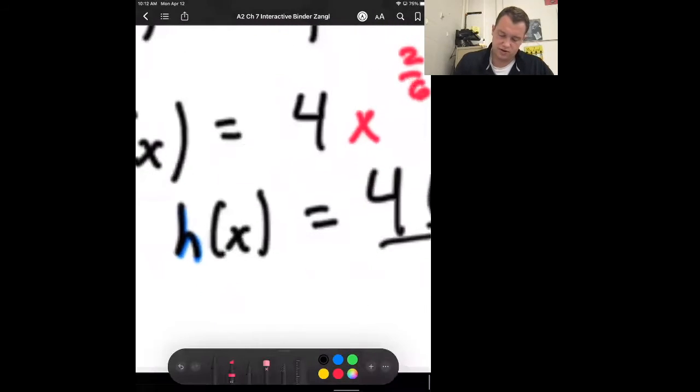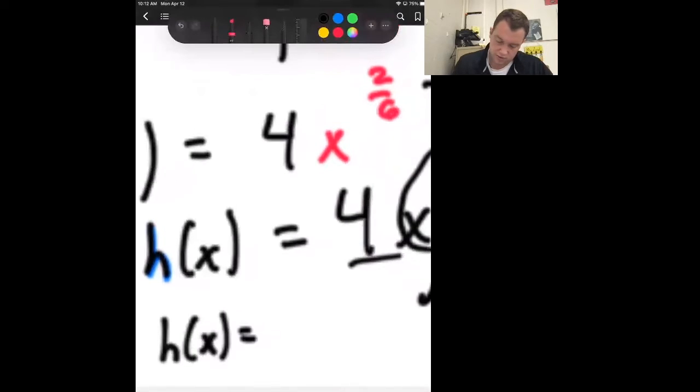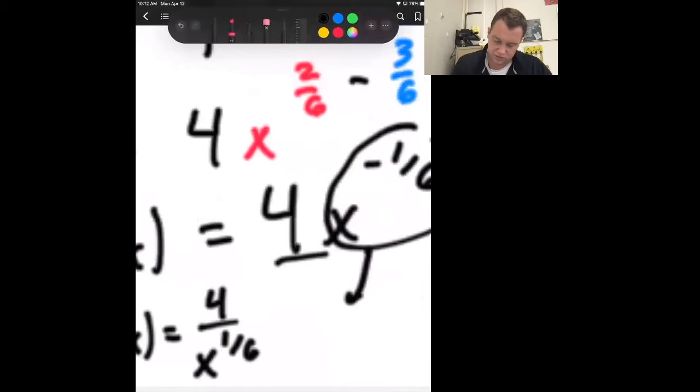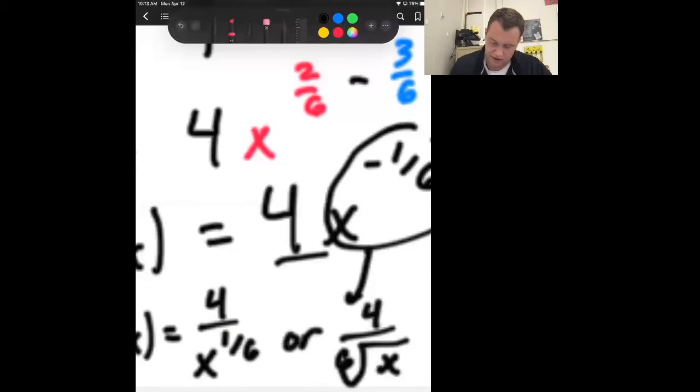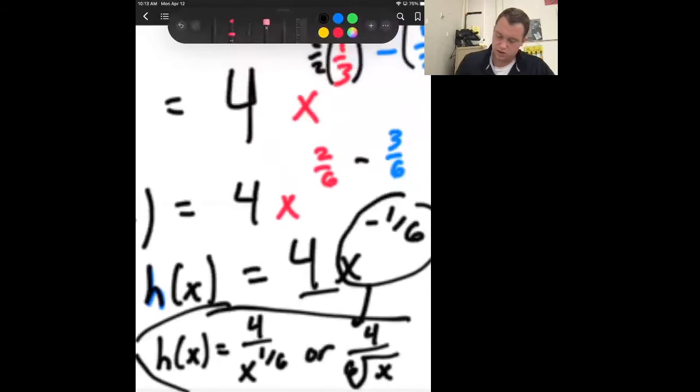So when I write out my final answer here, I would have h of x is equal to 4 over x to the 1/6 power. Or if I wanted to write this in root form, I could say 4 over the 6th root of x. And this right here would be my final answer for this problem. Okay, and we can talk about rationalizing the denominator, but right now we're going to be okay with what we got.